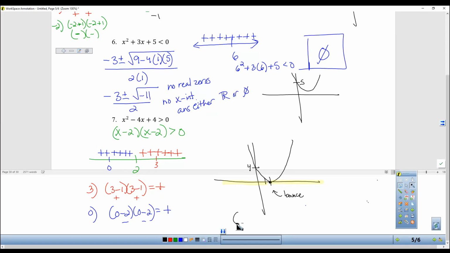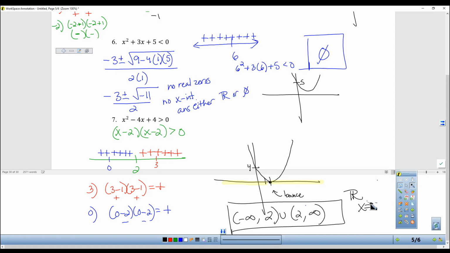So how can you write that interval? Negative infinity to 2, not including 2, and then from 2 to infinity, which is a little bit cumbersome. That is probably, I think, how your book expresses the answer. But you're welcome to write all reals, x is not equal to 2. Both are good.